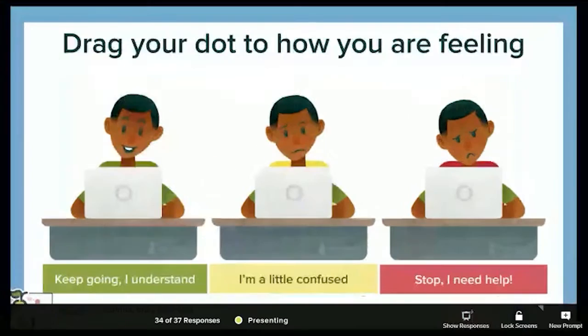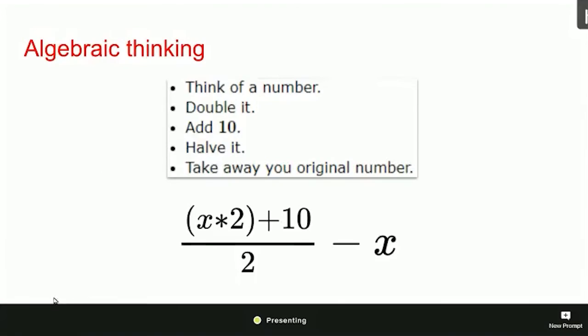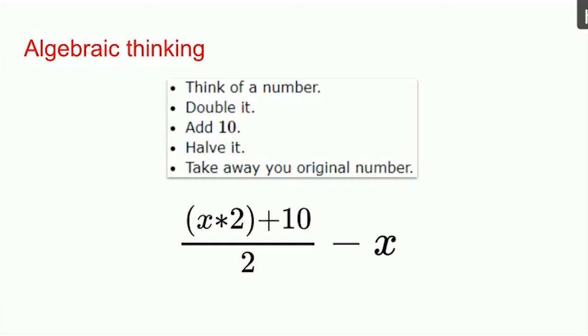Cool. Okay, let me give you another example. Remember the trick we did yesterday, right? Yesterday we did this trick. We said think of a number, double that, add 10, then halve it, and then take away your original number. And we said, okay, that result will always be equal to 5.